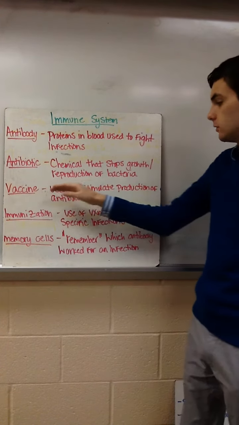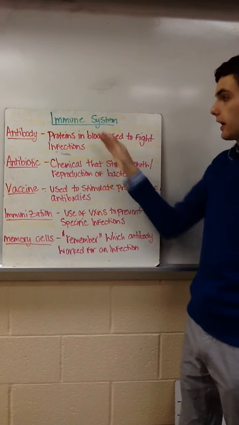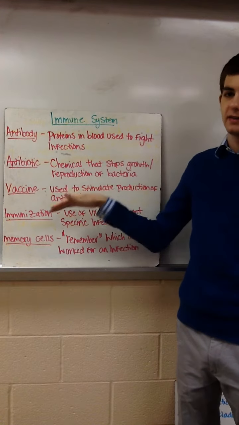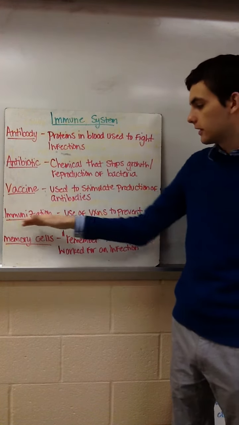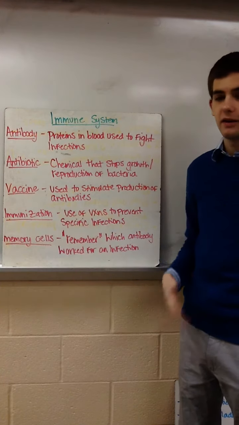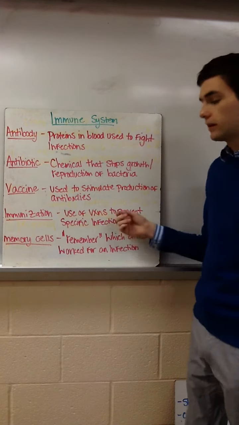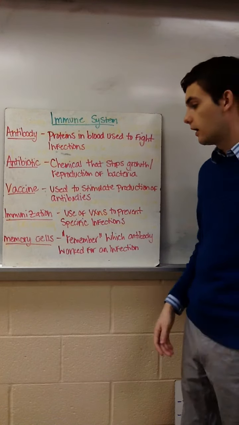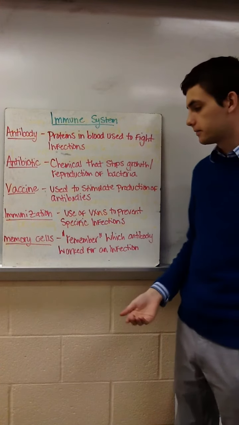A vaccine is used to stimulate production of certain antibodies depending on what type of vaccine you're getting. Immunization, this is the use of various vaccines to prevent specific infections. So we all have an immunization record.